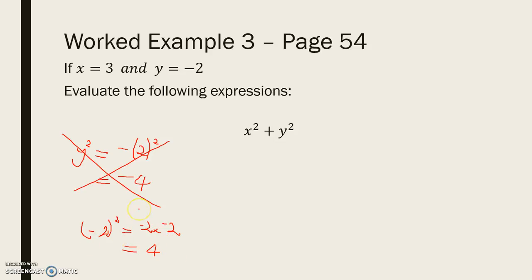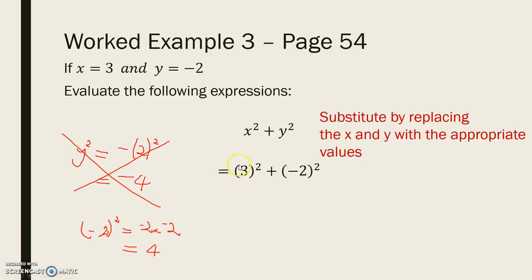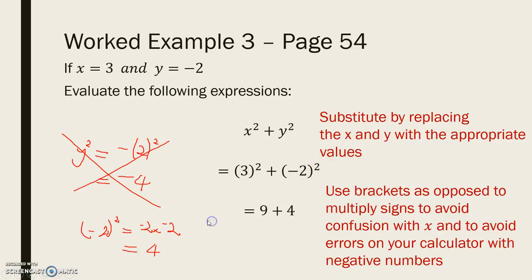Okay, and this is one of the reasons I recommend using brackets. Some calculators do it automatically and some don't, and so the error comes particularly with squares and negatives. It's important you check your answer for that very reason. So let's substitute in, same as before. X is 3, so we put that in brackets. Y is negative 2, put that in brackets. So 3 squared is 9, and negative 2 squared, negative 2 times negative 2, is positive 4. So we get 9 plus 4 equals 13.